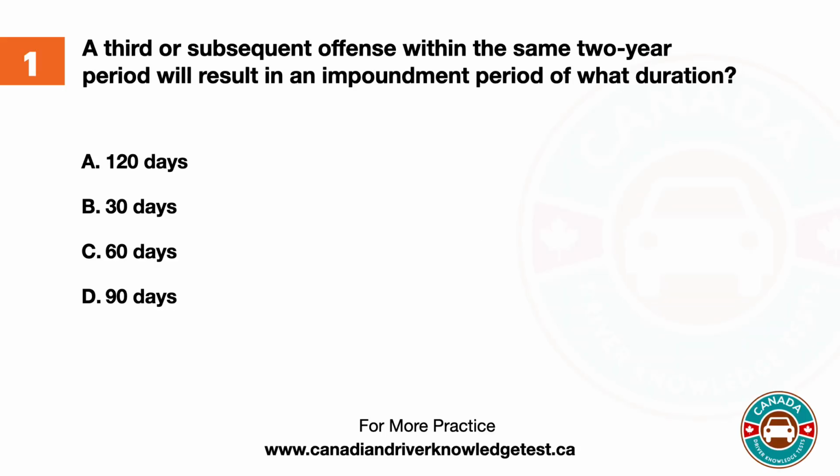Question 1. A third or subsequent offense within the same 2-year period will result in an impoundment period of what duration? A. 120 days. B. 30 days. C. 60 days. D. 90 days. The answer is C. 60 days.